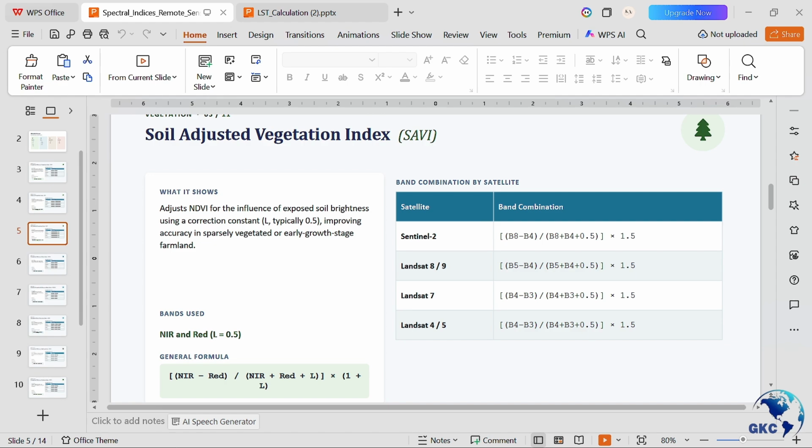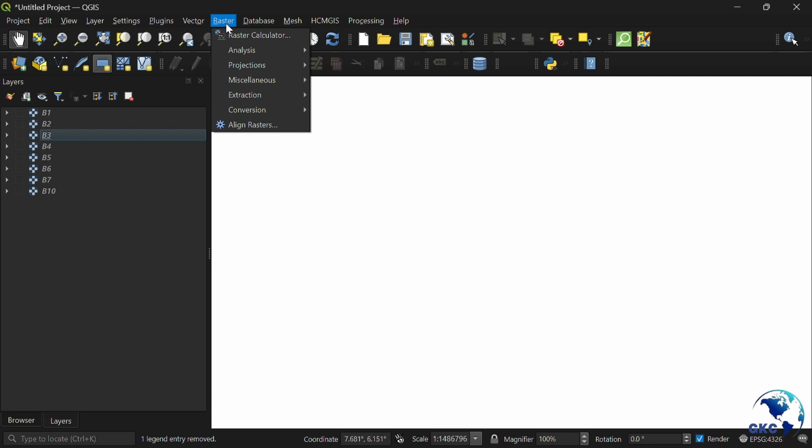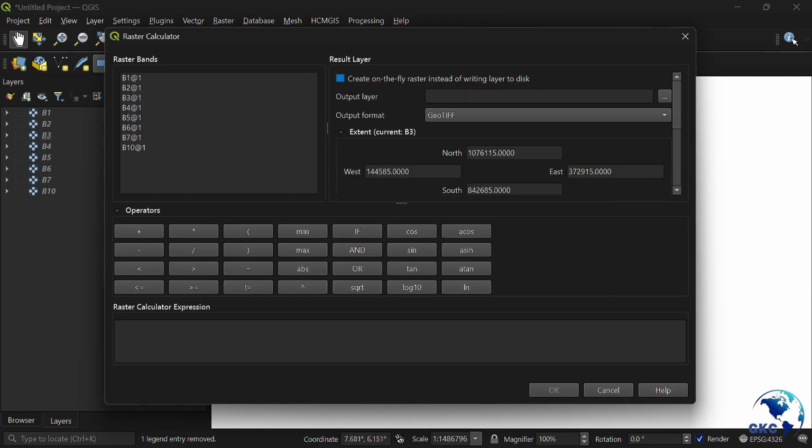And for our tutorial, we'll be using Landsat 8 to get into it. So let's get straight into it. Raster Calculator.